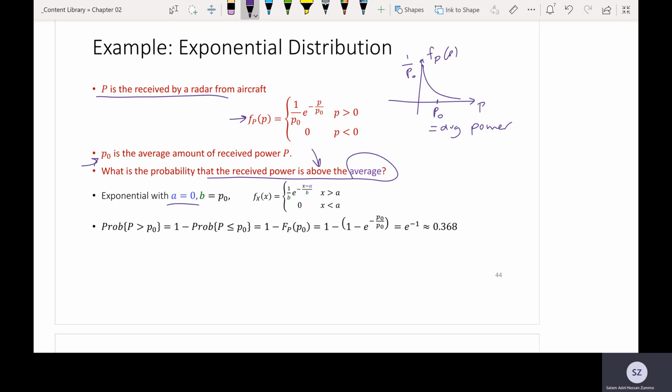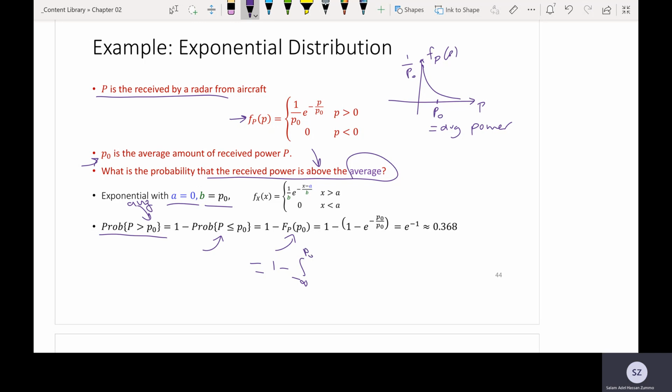It's an exponential with a equals 0, b equals p0. So you can write the probability that P, the received power, is larger than p0, which is the average, as 1 minus the probability that P is less than p0, which is the CDF. Now, in order to find this, you simply need to integrate. I put it directly, but you can just write 1 minus the integral. We integrate from what to what? Minus infinity to p0, right?